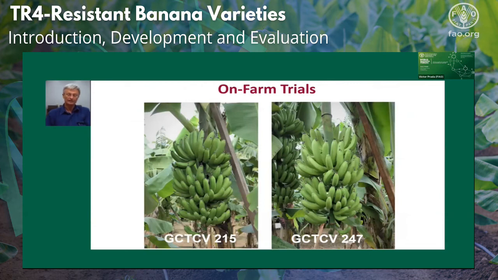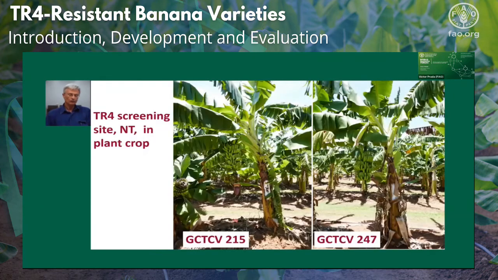Four on-farm trial sites were established in North Queensland and one in the Northern Territory with these two varieties, compared alongside the industry standard Williams. The sites have between 200 to 300 plants of each variety. A grower group had seen how healthy and TR4 disease-free these selections were in the Northern Territory screening site. They were keen to see for themselves how they performed on some of their own properties.